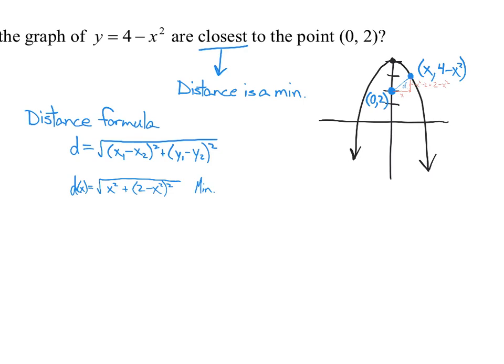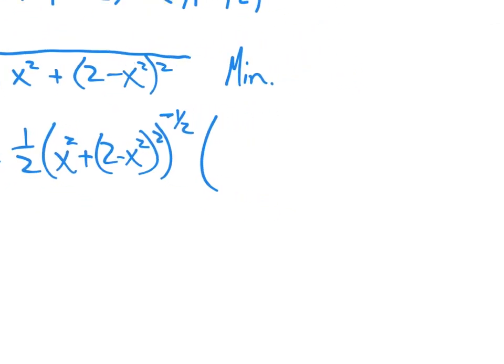So I'm going to take the derivative, d prime of x, and that's going to be 1/2 times (x squared plus (2 minus x squared) squared) to the negative 1/2 power, times the derivative of the inside. So the derivative of the inside is going to be the 2x plus 2 times (2 minus x squared) to the first power times the derivative of the inside, which is negative 2x.